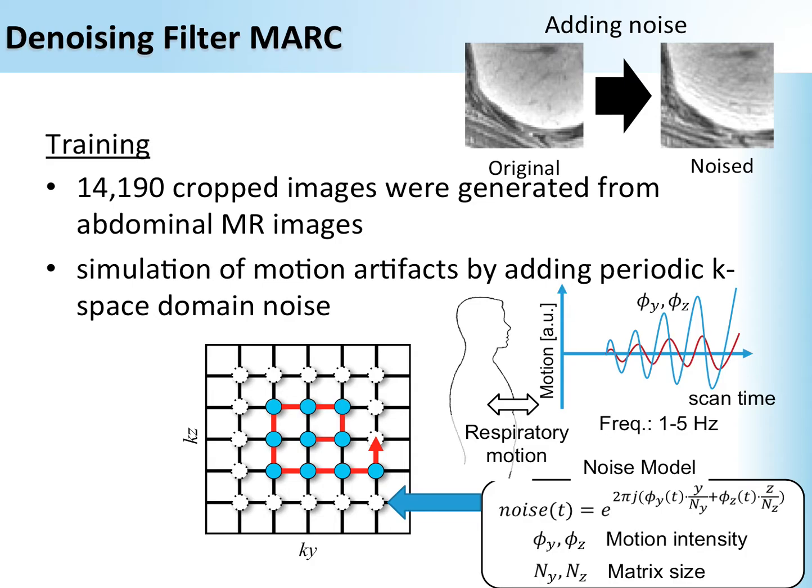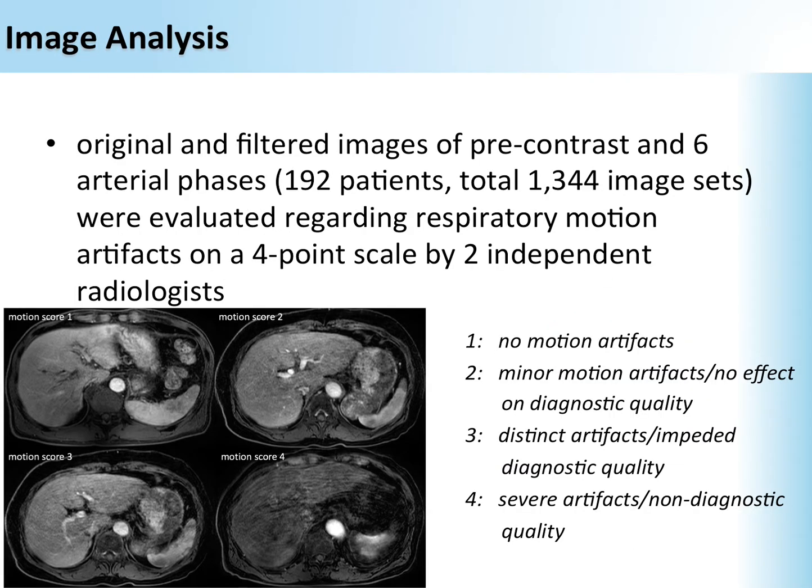The simulation of the motion artifacts was undertaken by adding periodic k-space domain noise to the images. So the noisy images, as you can say, were generated by adding phase error to the reference images. The cropped images, with and without the motion artifacts, were then used for the input and the output of the network.